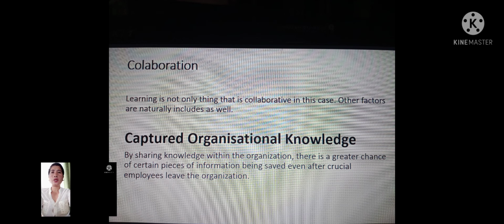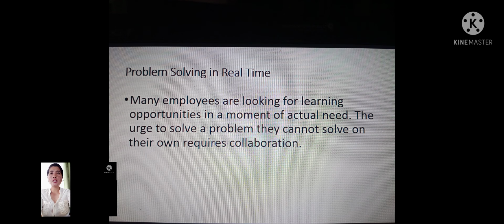And the next one we have is captured organizational knowledge. By sharing our knowledge within our organization, there is a greater chance of certain pieces of information being saved even after crucial employees leave the organization. Then after captured organizational knowledge, we have problem solving in real time.